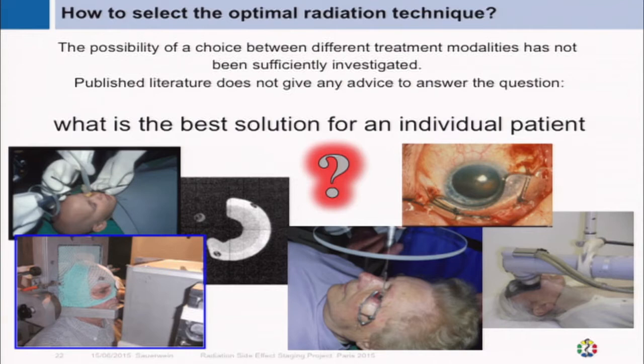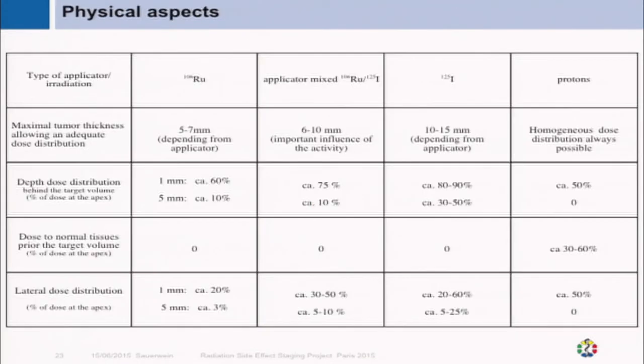how can we select the optimal radiation technique? What is the best solution for an individual patient? And this question we cannot answer with the data that are available up to now. I have some suggestions. Don't look at details. I am only looking at physical aspects and dose distribution. And Norbert always tells me, stop with dose distribution, show me results. He's right, but that's what we have.